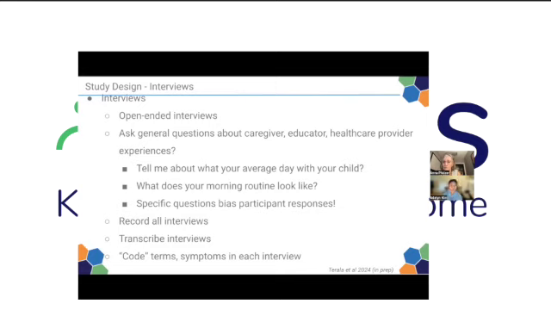I don't want to give the information before the answer. And then you transcribe everything, so everything that's said gets written out. And then code terms.